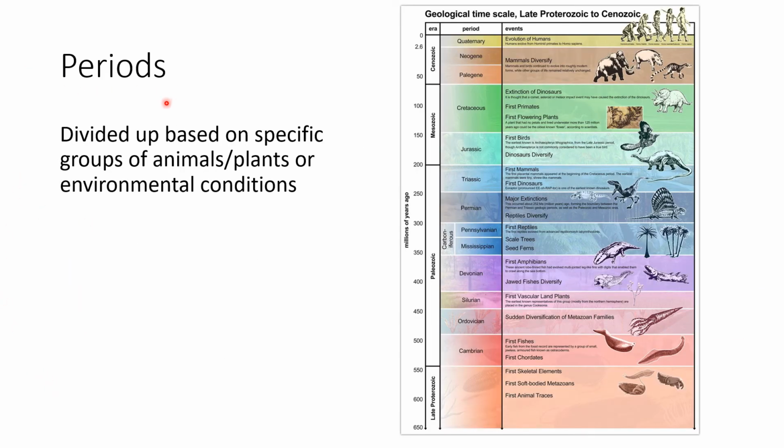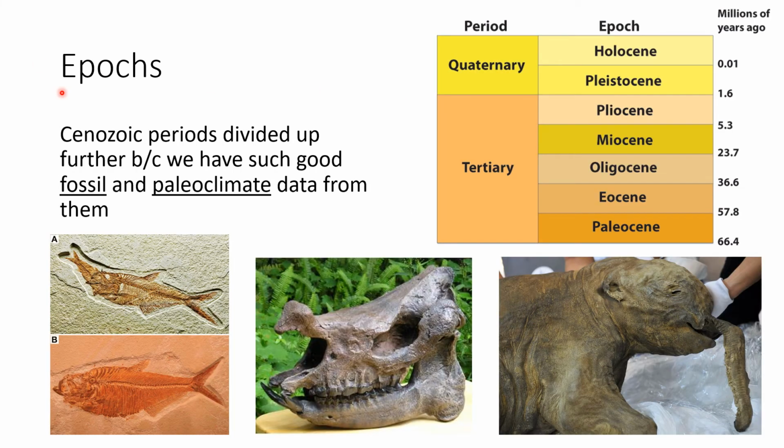The periods are even more specific, smaller chunks of time based on what kind of specific animals or plants were hanging out at the time or the kinds of environmental conditions. So you can see Cambrian, we had some fish. Up here in the Permian, reptiles were diversifying. In the Cretaceous, dinosaurs went extinct. And up here in the Quaternary, you've got humans starting to evolve. So on to the epochs.